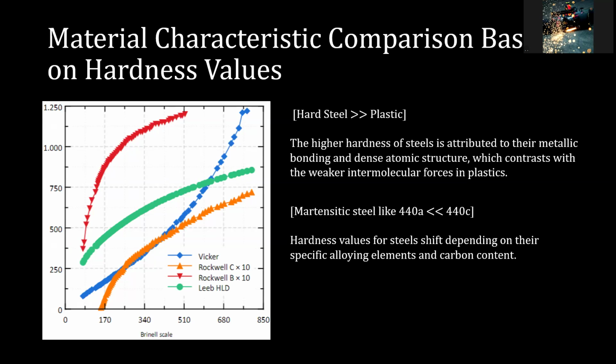Within the same material group, such as martensitic steels 440A and 440C, the graph shows that small variations in alloy composition or carbon content can result in noticeable differences in hardness. It is important to note, however, that direct comparisons between metal and plastic require a proper conversion method due to the different testing scales.